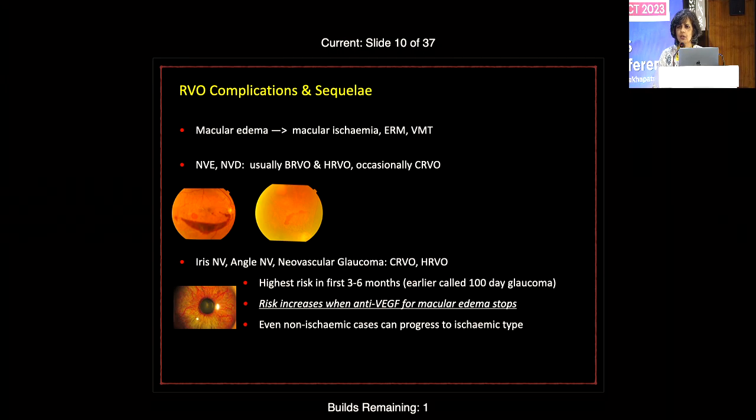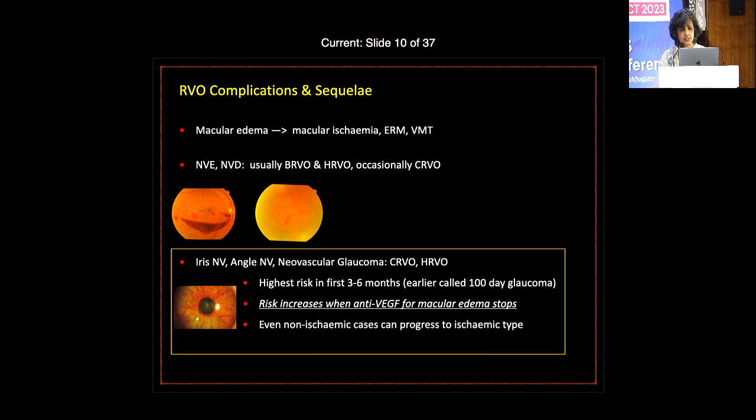Now RVO, one we have already discussed, is the problem of macular edema or ischemia. Also, like diabetes, it can develop neovessels on the retina or on the disc. So every evaluation, follow-up evaluation, we should look for neovessels on the disc and elsewhere. But most specifically, we have to be very careful about NVI and NVG.